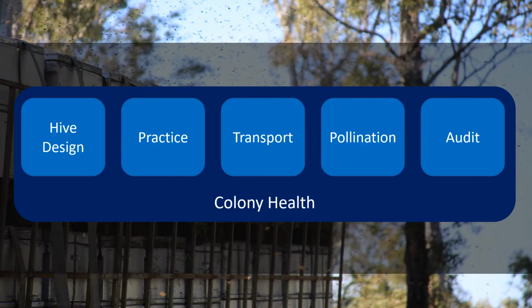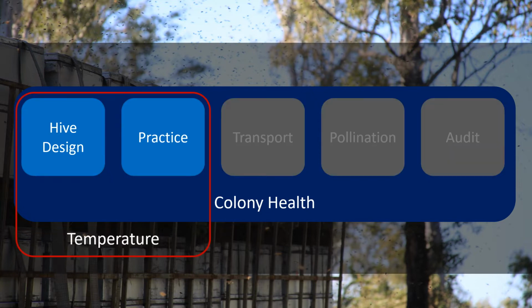Now, we found several. My entire study looked at these 5 main areas, all affecting colony health, which were hive design, the practice of beekeeping, transport, pollination services and audits. But today we'll be looking at 2 of these things, which are hive design and practice and their impacts on temperature.